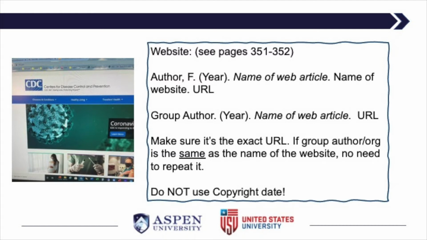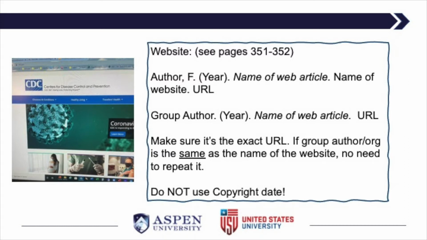Now, if the group author also happens to be the name of the website, you don't have to repeat it. So, for example, if the group author here is the Centers for Disease Control and Prevention, like in this picture, we would list the Centers for Disease Control and Prevention as the group author. You don't put the abbreviation. You want to make sure you've spelled it out. You can put CDC in parentheses after you've spelled out the name, but you definitely have to put the name spelled out because we don't want to assume that everybody knows what the abbreviation stands for. And then it would be the name of the article. And because the group author is also the name of the website, we don't have to repeat that.